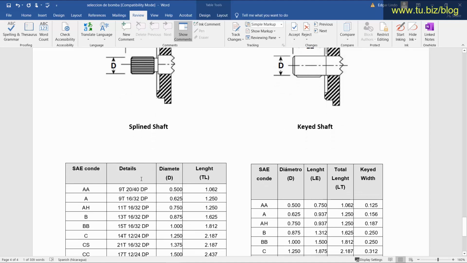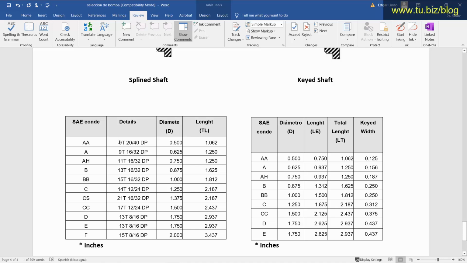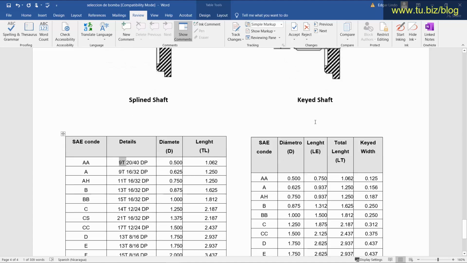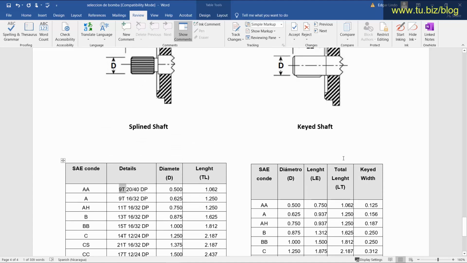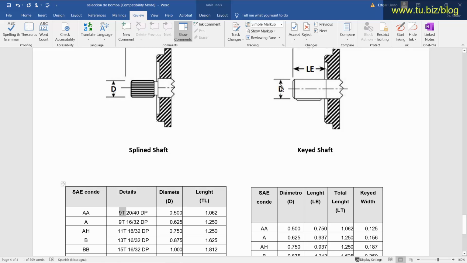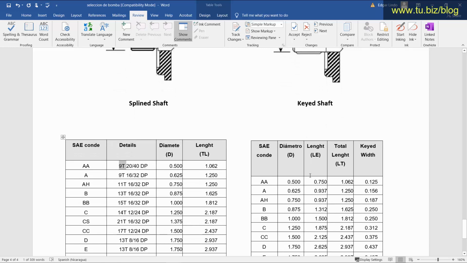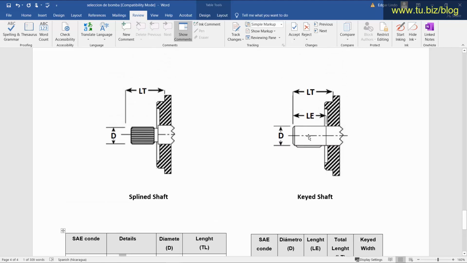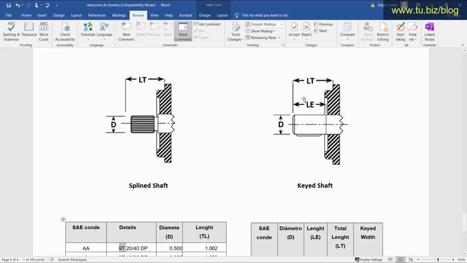For the SAE standards over here, for example, this is 9T. It means 9 teeth. There's 11, 13, 15, 14, 21. All of this is SAE standard. The same thing with the key shaft. You look at the length and the diameter, and the key is going to be a standard. So those are some of the measurements that you can double check to make sure the shaft is good.